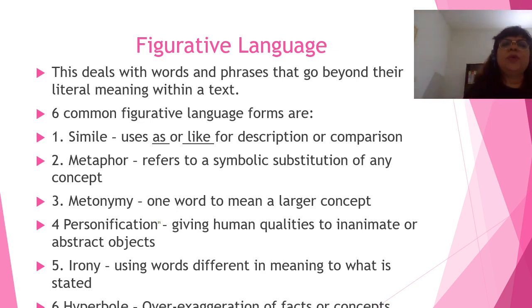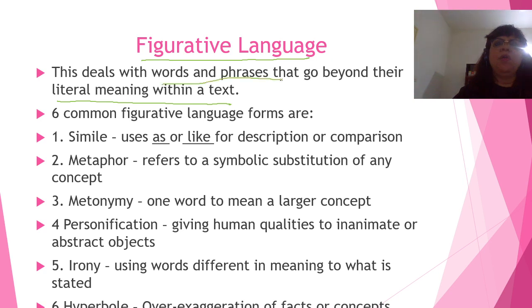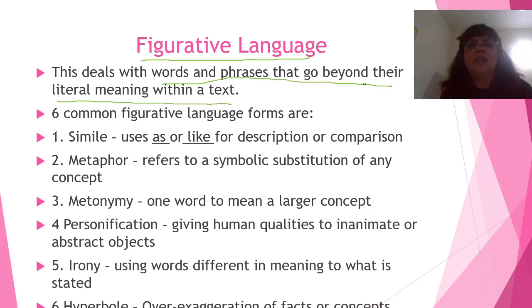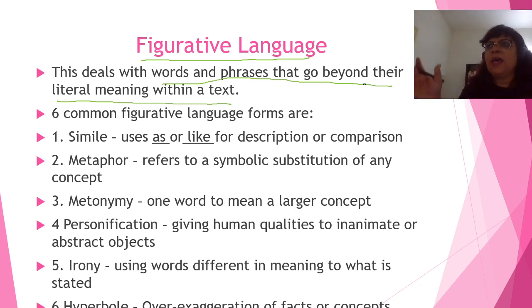So this deals with words and phrases that go beyond the literal meaning within a text. So sometimes when you hear the word figurative language and wonder what it means, just remember they are words and phrases that go beyond the literal meaning. For example, if you say, she smiled like a contented cat who had just drunk a saucer of milk. Over here, it doesn't really mean you're talking about cats and a saucer of milk. It just means she looks like that. Her smile was like that. She seemed so contented that she reminded that person of that.